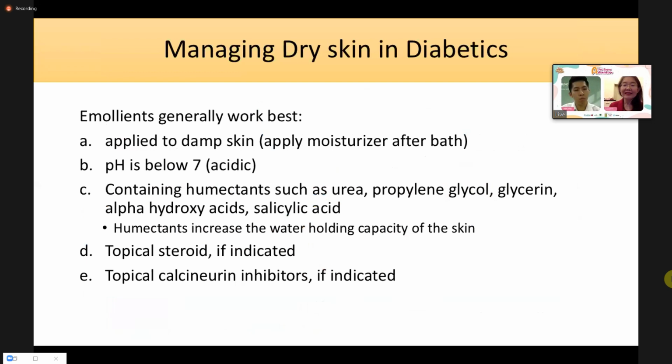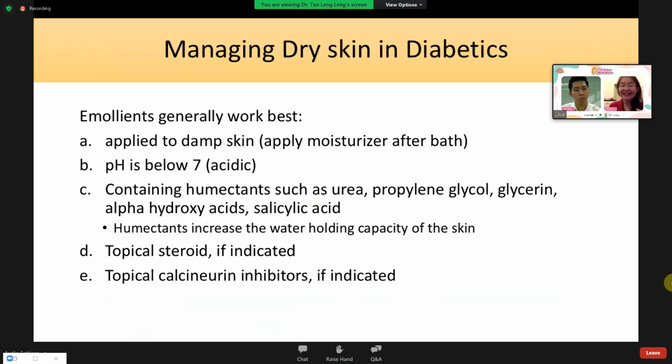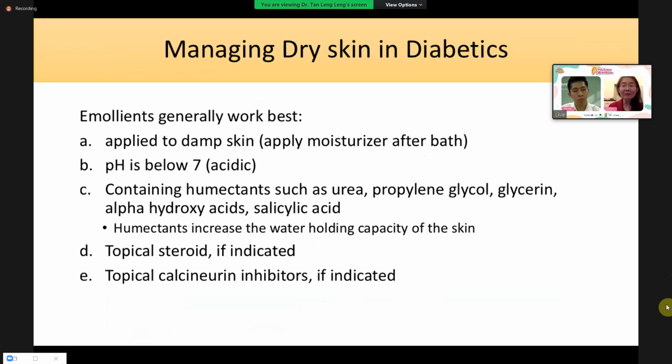And of course, the second step is to moisturize your skin with emollients. An emollient generally works best if you apply it to slightly moist skin, so I would advise my patients to apply it after bathing, and try to limit the bathing to less than 15 minutes. Okay, so after bathing, you just pat it with a clean dry towel and you apply the moisturizer. You use a moisturizer whereby the pH is less than 7. I'm going to tell you why later in my slides, why you need a low pH, okay?